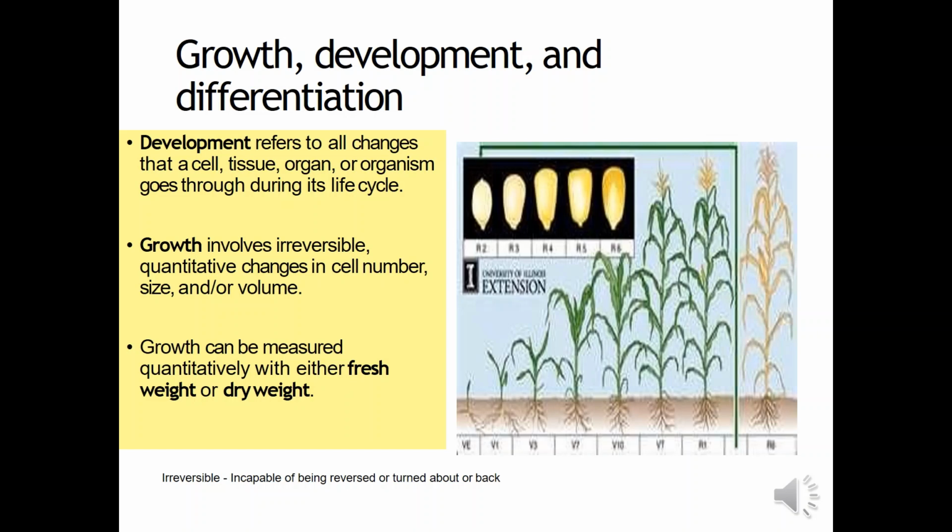Growth is more targeted on the cell, meaning an internal process. Growth is an increase in the number of cells or an increase in the size of cells. So if you look here, they are irreversible, quantitative changes. It's about the cell number, the size or the volume, not about the changes of appearance throughout the life cycle of the plant or animal. How are you able to measure the growth of a certain plant? You can measure it quantitatively, either by fresh weight or dry weight.